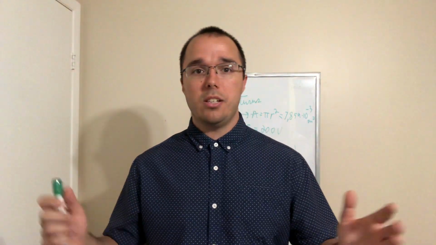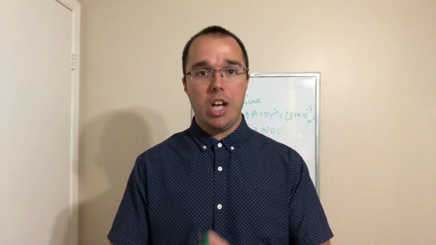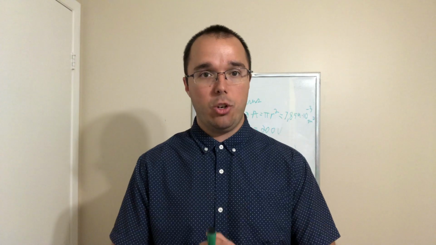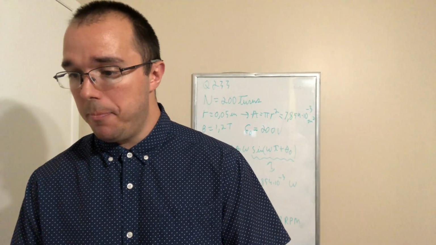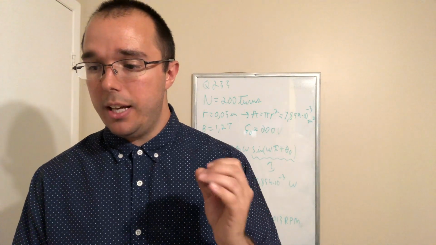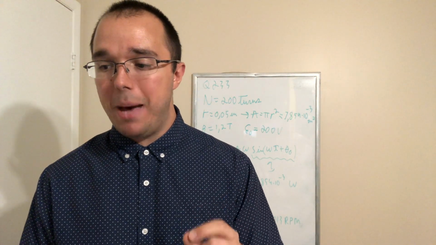All right, let's solve one last example from chapter 10. It is question 233. So let's read the question first. Question 233. The generator coil shown in the accompanying figure is rotated in the magnetic field.